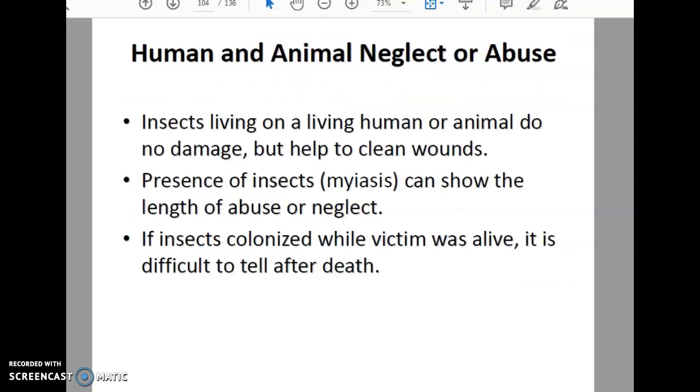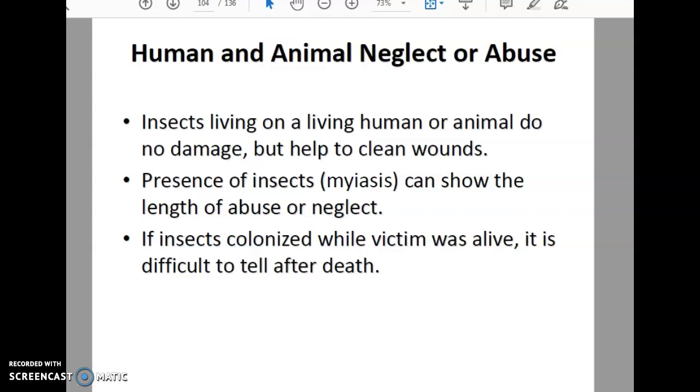Insects living on a living human or animal do no damage, but can help clean wounds. Actually, believe it or not, back in the old days, if you had a wound and there were a lot of problems with it, maggots often were applied to it to eat the dead tissue, which can cause a lot of issues. Sounds disgusting, but true.